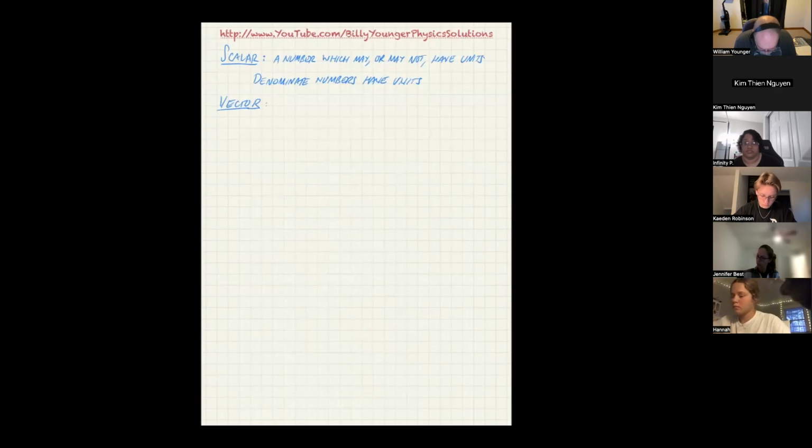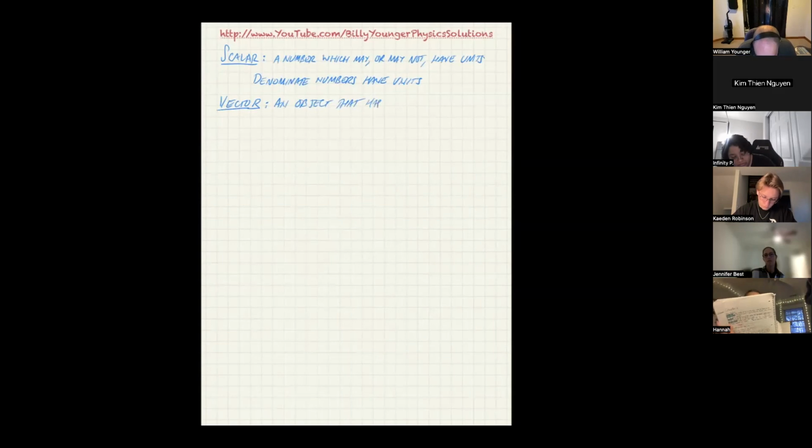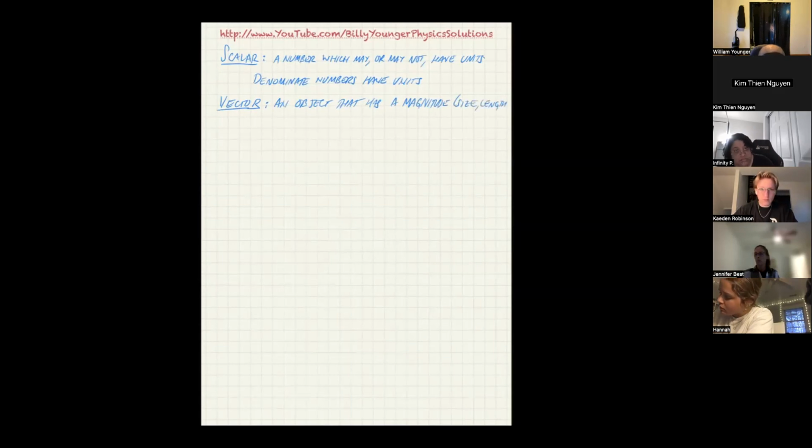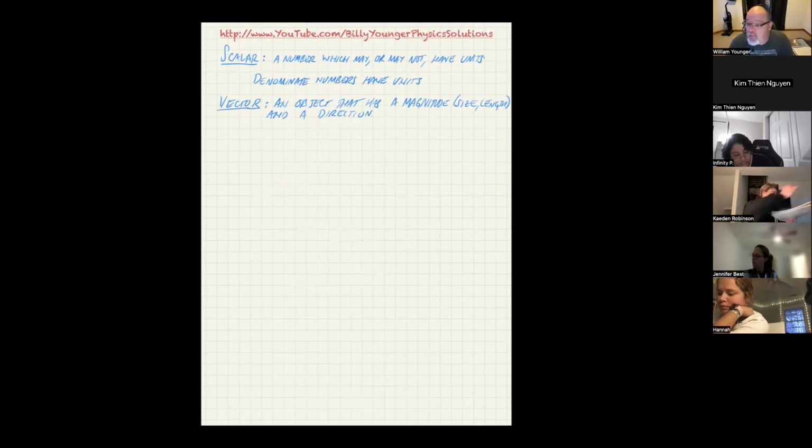So a vector is an object that has a magnitude, which we can sort of think of as its size, and a direction. Now, that's not the only rules for it, but just about anything you're going to run into that has a direction and a magnitude would probably qualify, at least in some senses, as a vector.